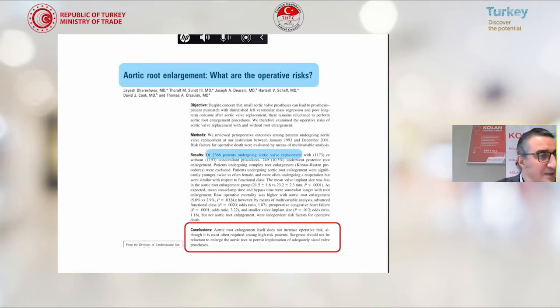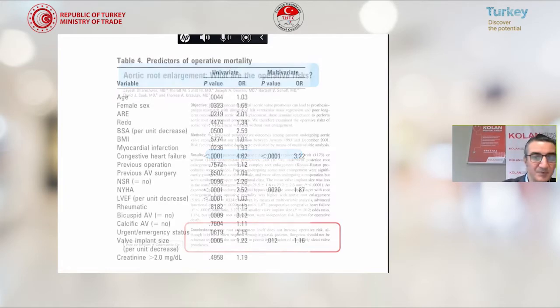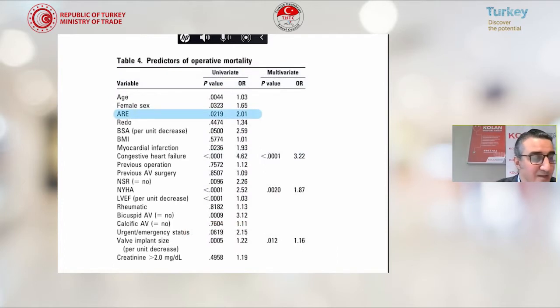This paper, published by Mayo Clinic in 2007, examined the operative risk of aortic valve replacement with or without aortic root enlargement to avoid patient prosthesis mismatch. This is the largest study, including more than 2,000 patients. The final data say aortic enlargement itself doesn't increase operative risk, although it was most often required among high-risk patients. And here you see the operative mortality variables, and aortic root enlargement isn't a risk factor for death.